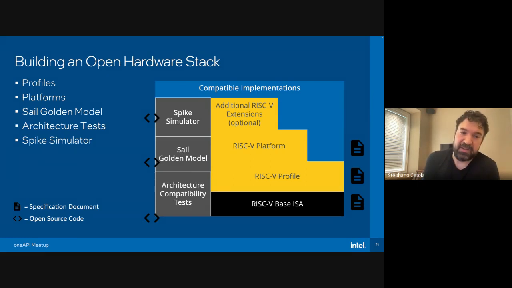The Sail Golden model is written in an open formal language that came out of Cambridge called Sail. And the architectural compatibility testing framework is written in Python. The way you can think about this is that the architectural compatibility tests are essentially a smoke test against some implementation that compares that implementation against the Sail Golden model. But that comparison will only make sense if the Sail Golden model is correct. And the Spike simulator is how we test that golden model to assure that it's correct.